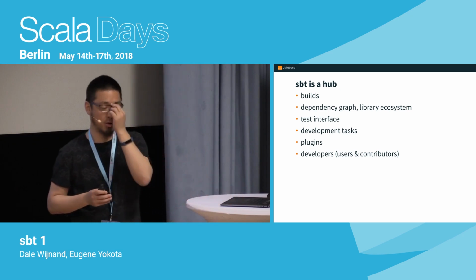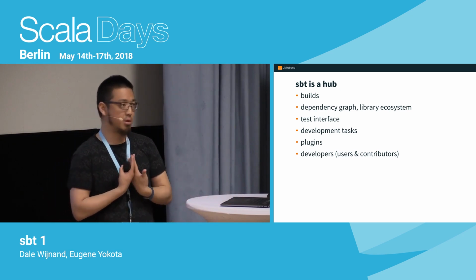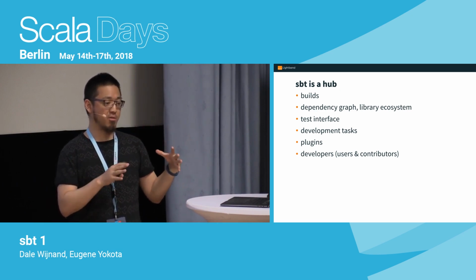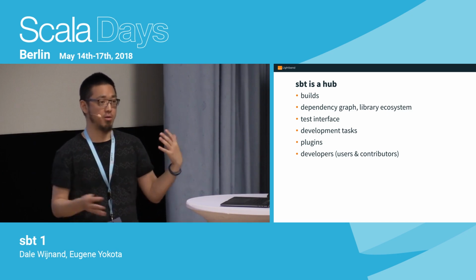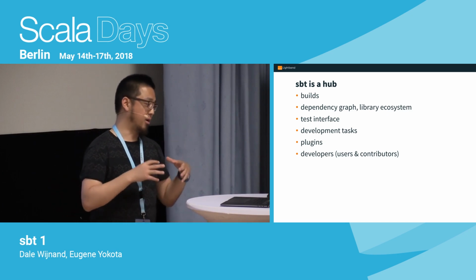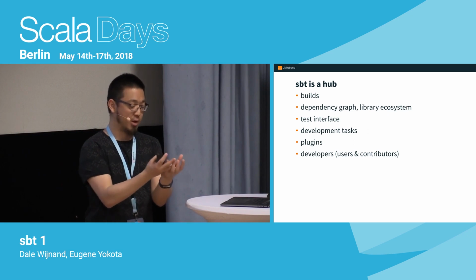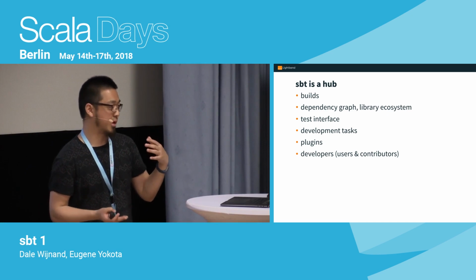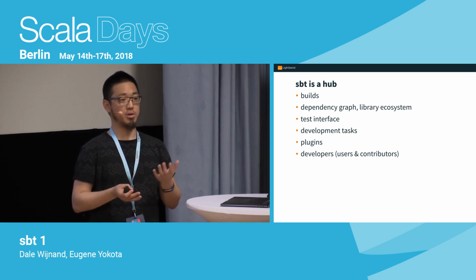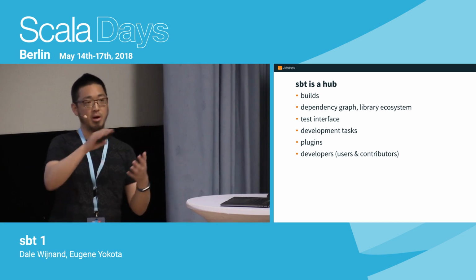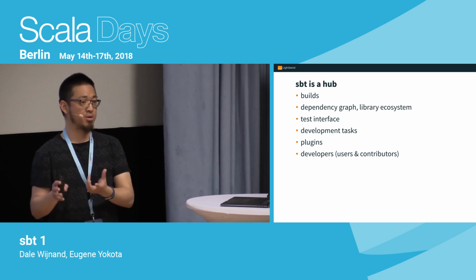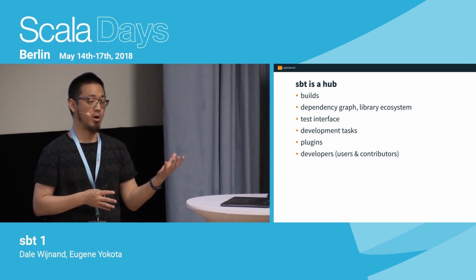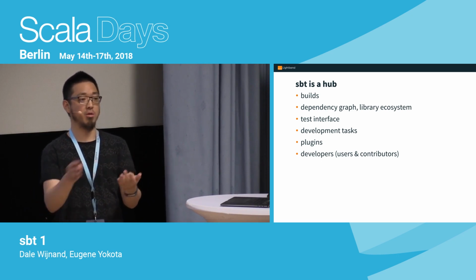So one concept I think about is that SBT itself is sort of like a hub, right? SBT represents a bunch of builds that you build. And a single build knows about your dependency graph, and it is also able to harness the library ecosystem. For example, the 2.10 or 2.11 naming convention was basically created by SBT, which we can now use to keep binary compatibility and cross-building.